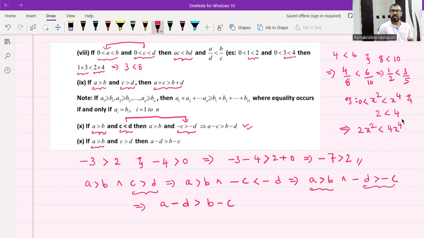So these inequalities are very, very important in solving of inequations, especially in the next video. I will solve a few questions based on these properties.